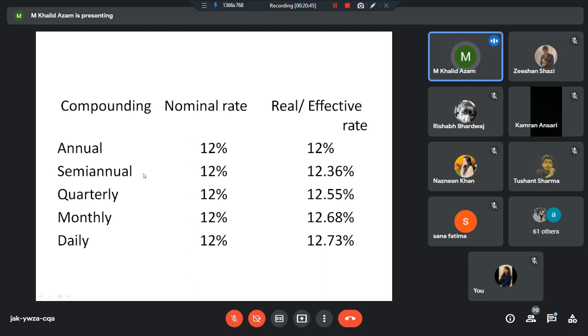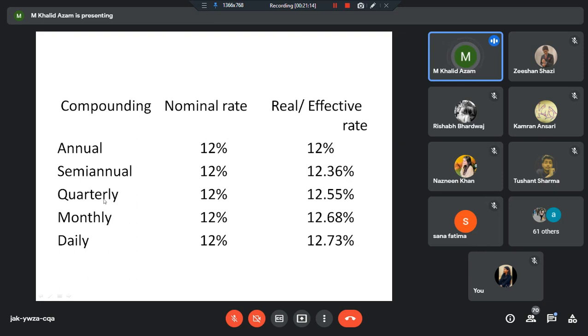In case of semi-annual, the 12% rate we have already calculated, 12.36%. Your real rate will become 12.36%. Here it was 12 because you have only 1 year compounding, annual compounding at the end of the year. Here it is semi-annual compounding. So within the year, 2 times you are going to compound. So your real rate will be 12.36%.